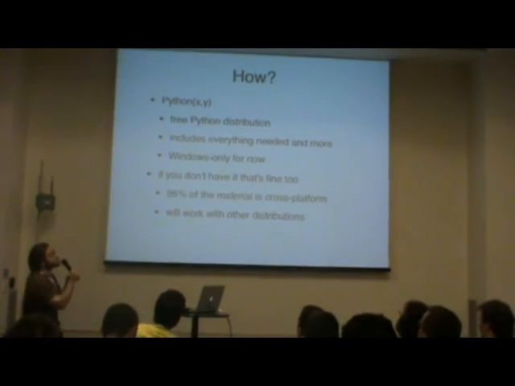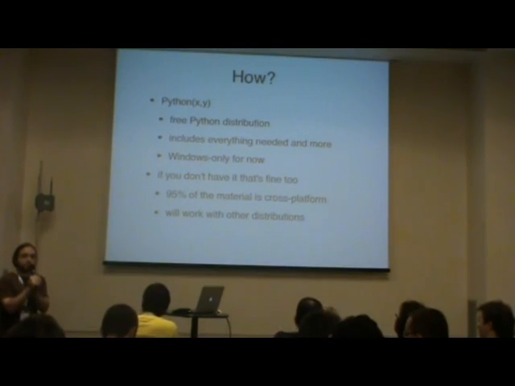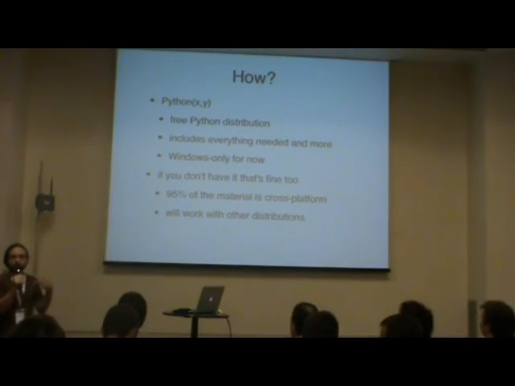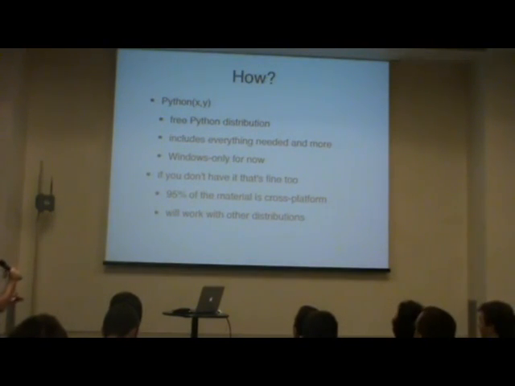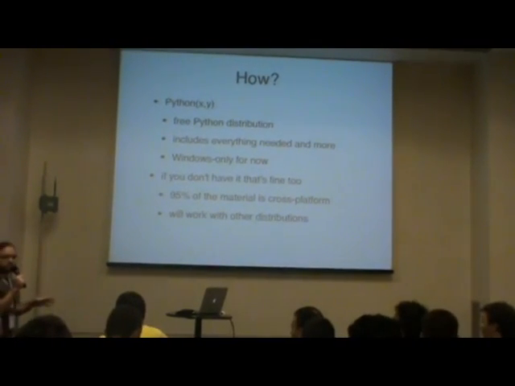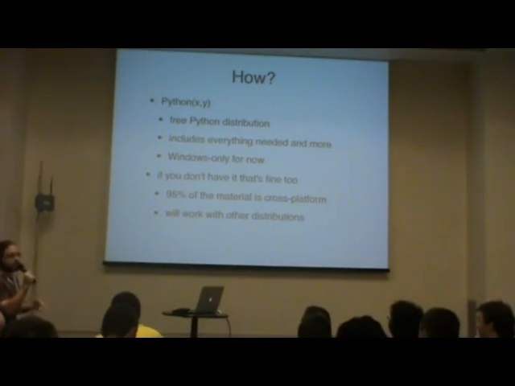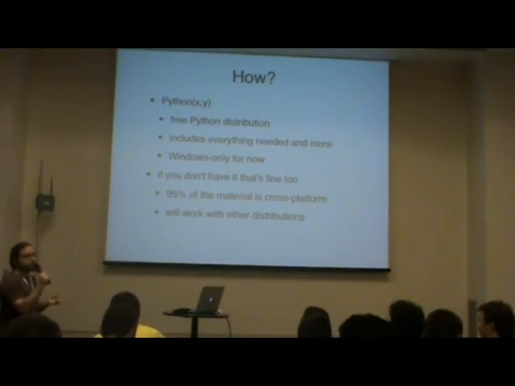During this training session, I'm going to use a specific distribution of Python to show the examples and the coding environment. This distribution is called Python XY. It's a Python distribution focused on scientific applications. It includes everything that is needed to do science and engineering in Python. So all the packages, all the libraries, everything is in the box. But right now, unfortunately, this distribution is Windows only.